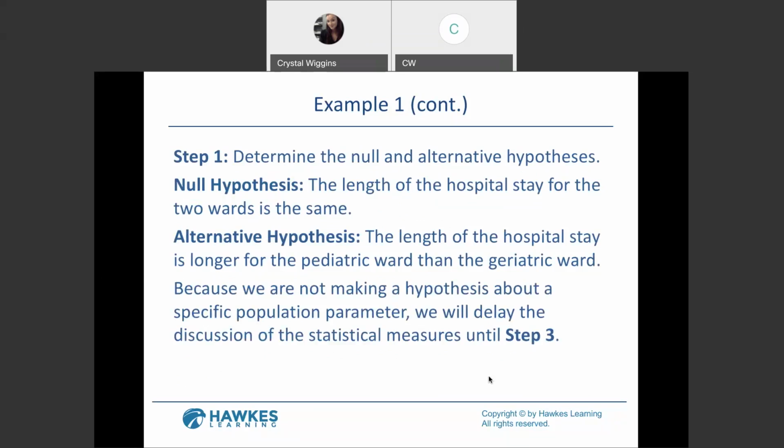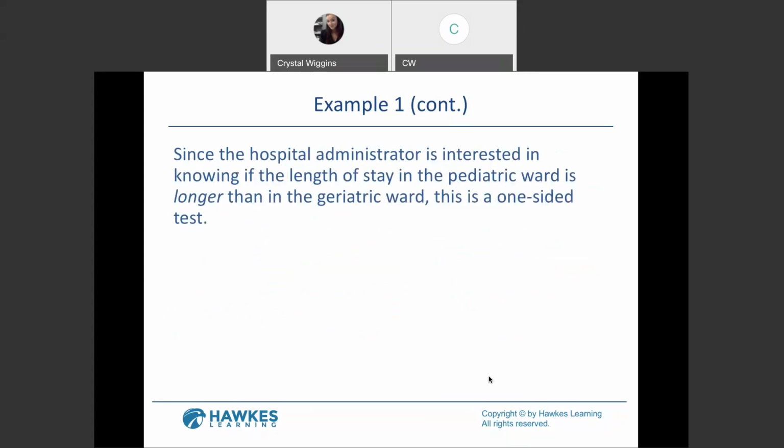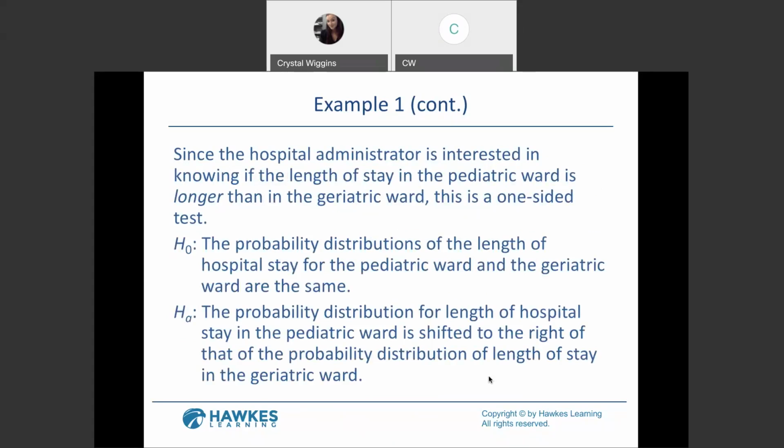Because we are not making a hypothesis about a specific population parameter, we will delay the discussion of statistical measures until step 3. Since the hospital administrator is interested in knowing if the length of stay in the pediatric ward is longer, that insinuates a one-tailed test. So we'll have the null be that the probability distributions of the length of the hospital stay for the pediatric ward and the geriatric ward are the same. The alternative hypothesis is that the probability distribution for length of hospital stay in the pediatric ward is shifted to the right of that of the probability distribution for length of stay in the geriatric ward.